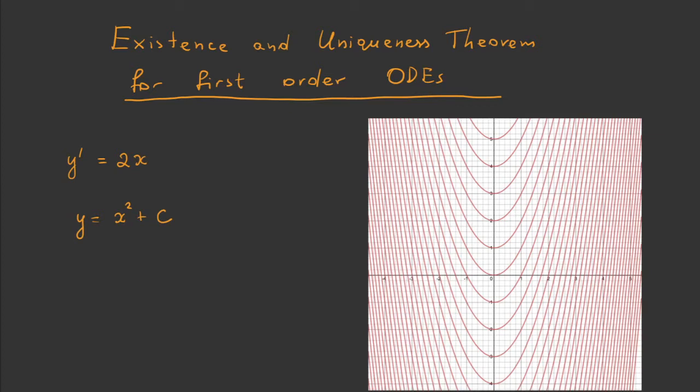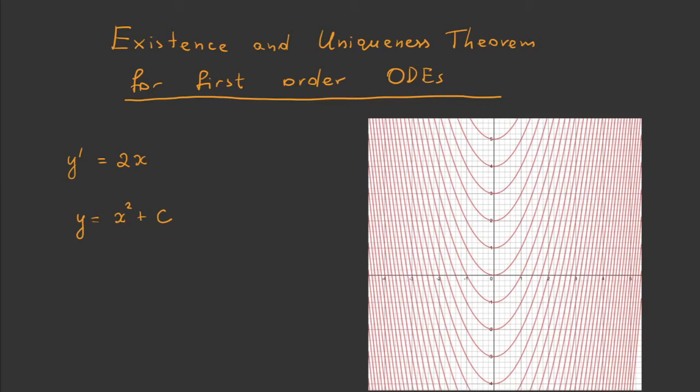On the right-hand side of the screen, you see the graph of the solution curves. These curves are parabolas, and we observe that no two such parabolas ever meet or touch each other, and the plane is being filled up by these parabolas. Through every point of the plane, there passes a unique parabola, which is a solution of this differential equation, a graph of the solution.